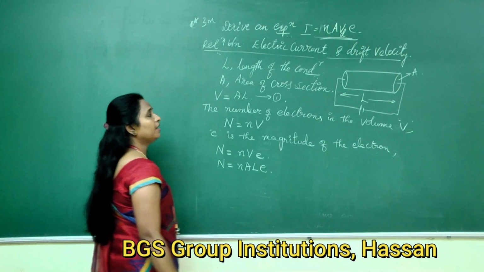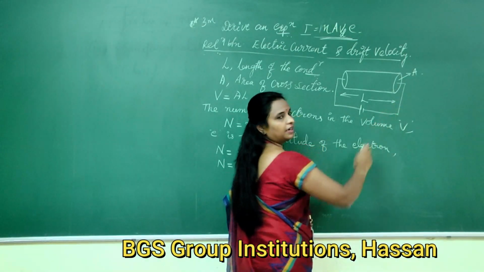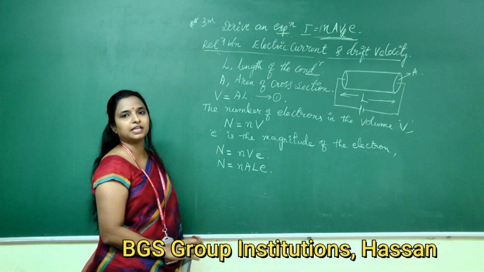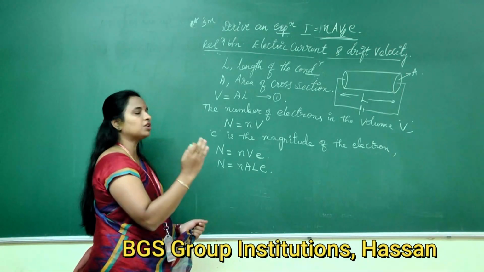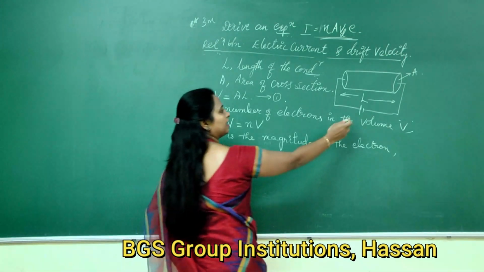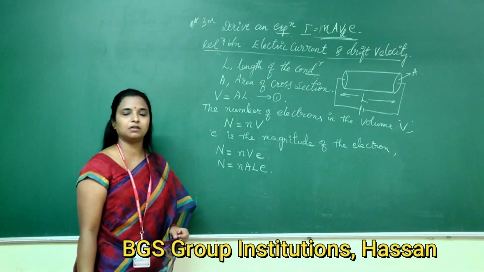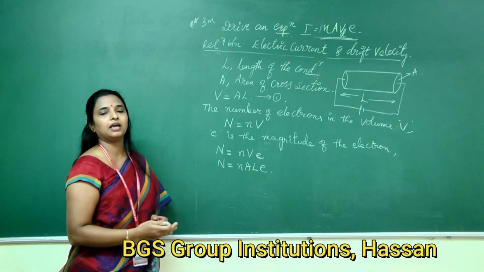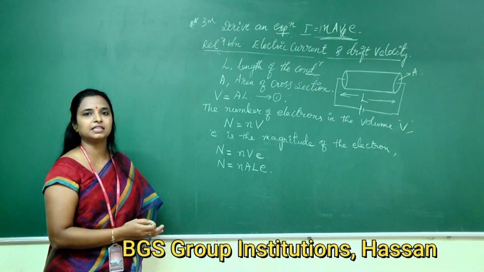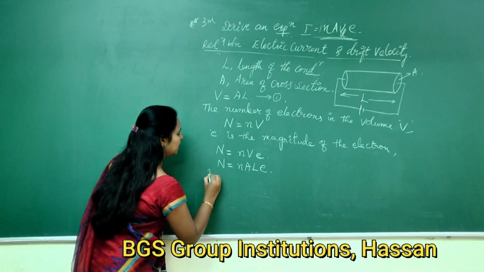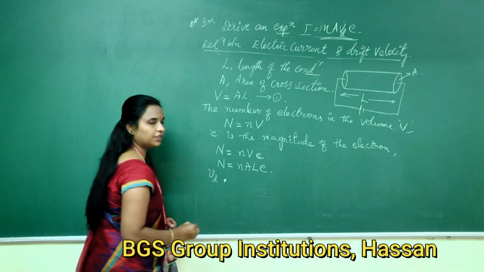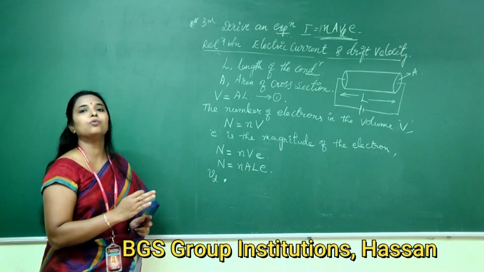Now by the application of electric field, there will be a drift in the electrons. So what is happening? When a force is applied on the electrons, where is the force coming from? It is coming from the applied electric field, isn't it? So when a force is applied on the electrons, there will be a drift in the electrons with a velocity equal to the drift velocity, that is vd. So vd is the drift velocity with which the electrons are moving.